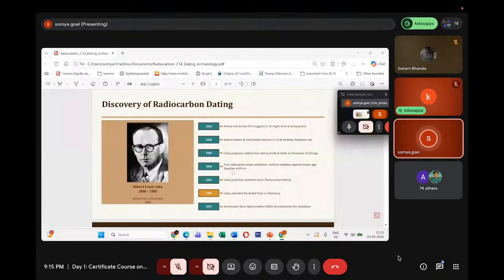Now, further, a big revolution came in radiocarbon dating in 1977 when we got AMS dating as well. We'll be talking about this later on.